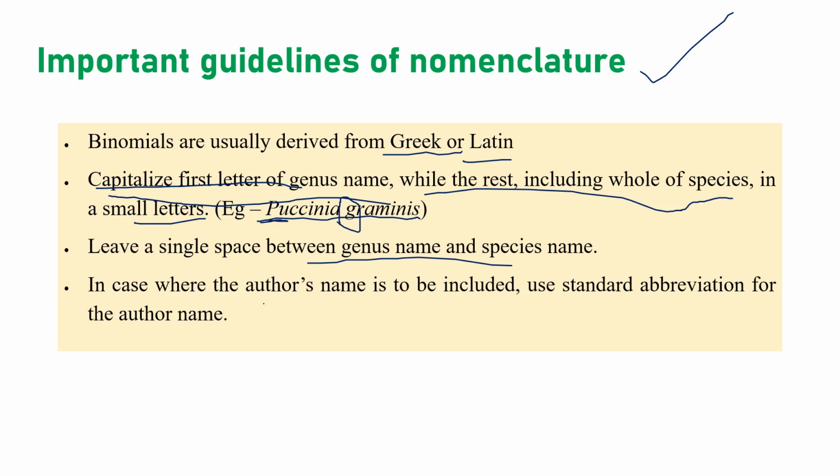And where an author name is included, use standard abbreviations of the author name. For example, Atkinson as Atk., Anton de Bary as de Bary, or E. F. Smith, generally Smith. Short abbreviations can generally be given.